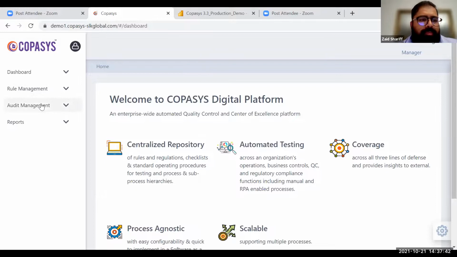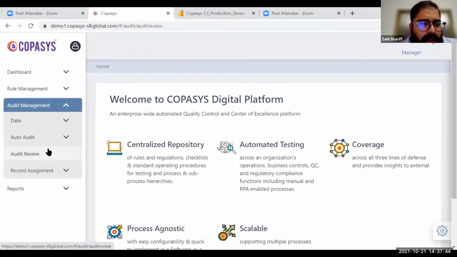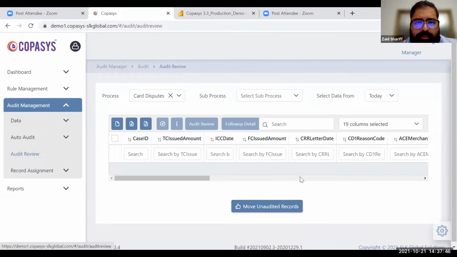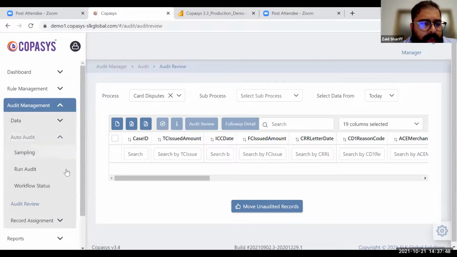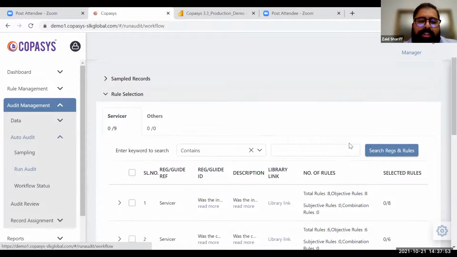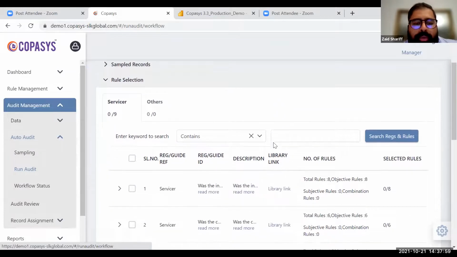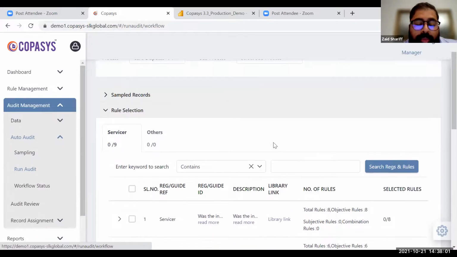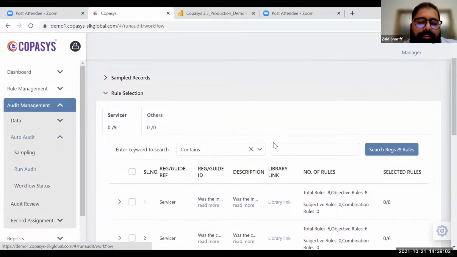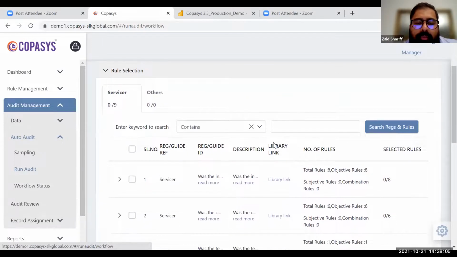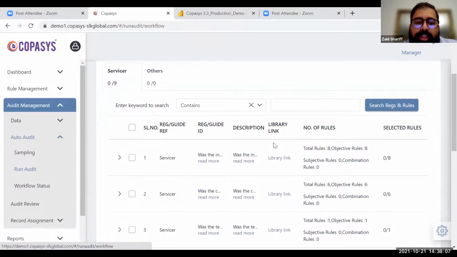Okay. All right, so I'm going to go into Audit Manager, and I'm going to be auditing this dispute resolutions QC. This is an automation that we built through our Copsys platform. We built some rule-based automation tests for this dispute resolution QC.